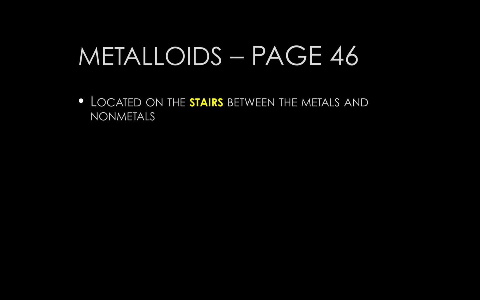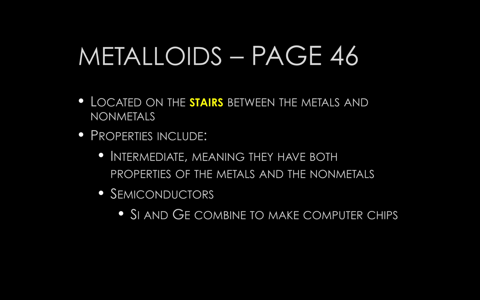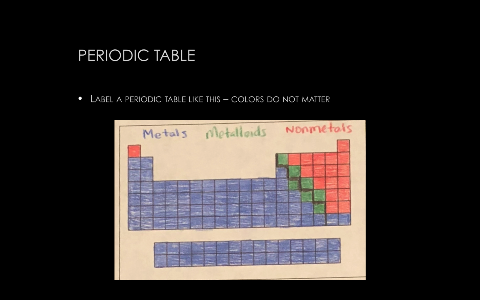Your metalloids are found on the staircase, above and below. So they are between the metals and the nonmetals. The only element that is not a metalloid that touches the staircase is aluminum. Okay? So their properties are intermediate, meaning they have both nonmetal and metal properties. And the main property you need to know are semiconductors. So silicon and germanium are used to make computer chips. So we combine those two, which are metalloids, in order to create our computer chips.